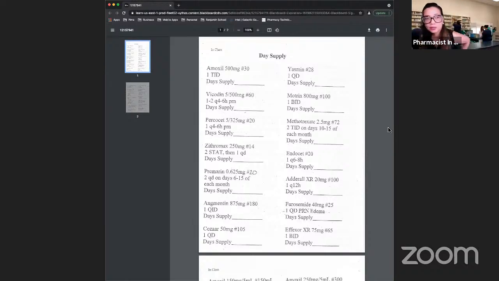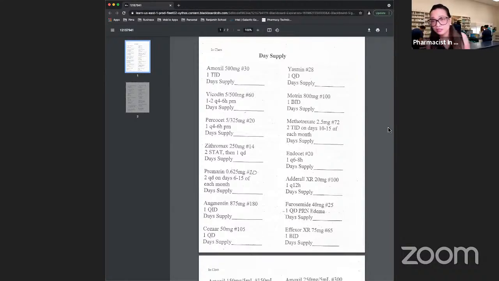Day supply would be, how long will this prescription last? How long will this drug last? So the final answer will be in number of days. When I say that, if it's just a blank on your paper, you will have to write the number and then the word days, okay? Day supply, I didn't say month supply.